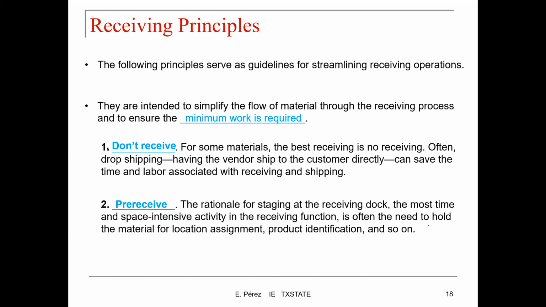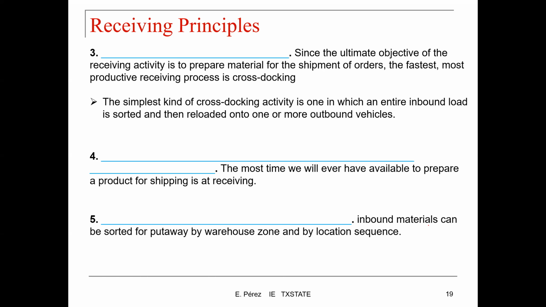Number 2, pre-receive. The rationale for staging at the receiving dock: the most time and space intensive activity in the receiving function is often the need to hold the material for location assignment, product identification, and so on. Number 3, cross-dockable material. Since the ultimate objective of the receiving activity is to prepare material for the shipment of orders, the fastest, most productive receiving process is cross-docking.